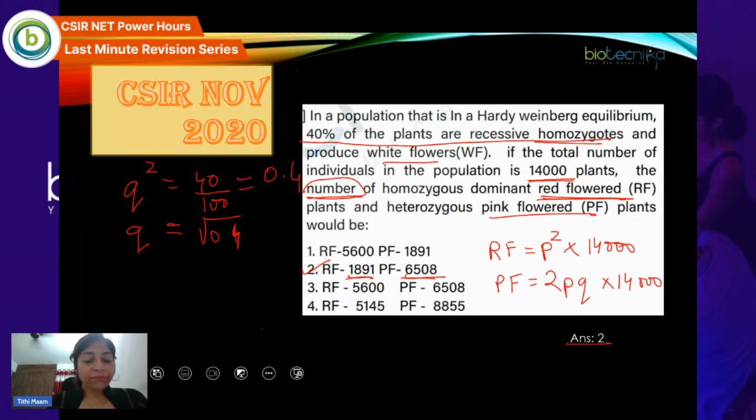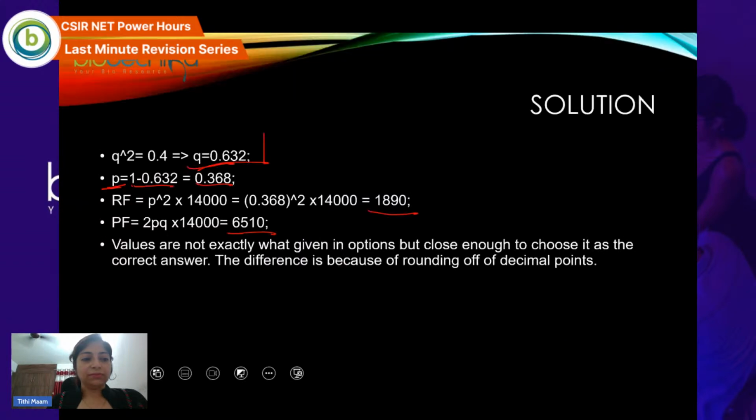Okay, so I am giving you the concept. If you want to practice the question, you can do it after the session. Ready? Shall we move on to the next question?